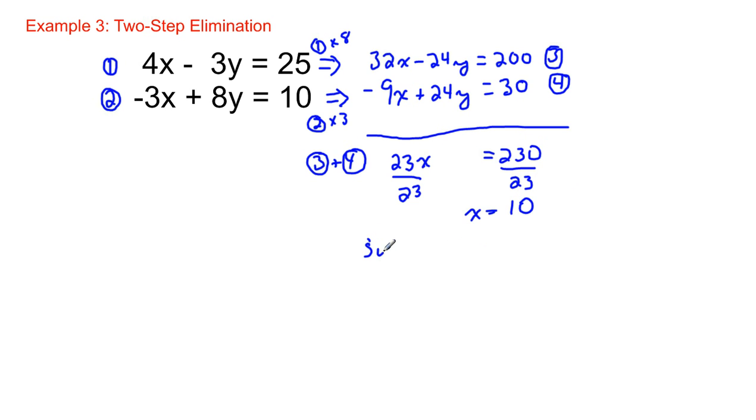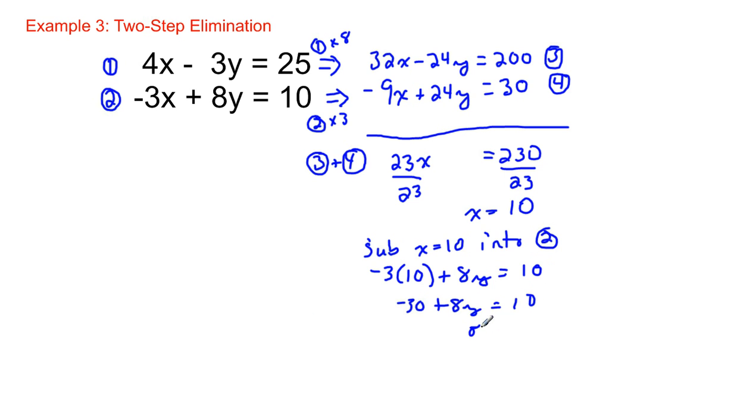I can now sub x equals 10 into, it really doesn't matter which one. Let's substitute into equation 2 this time, just why not? So negative 3 times 10 plus 8y is equal to 10. So I have negative 30 plus 8y equals 10. 8y equals 40. So y is equal to 5. You don't necessarily have to show the division all the time. So like here I showed the divided by 23, but you can just divide it and give the answer.